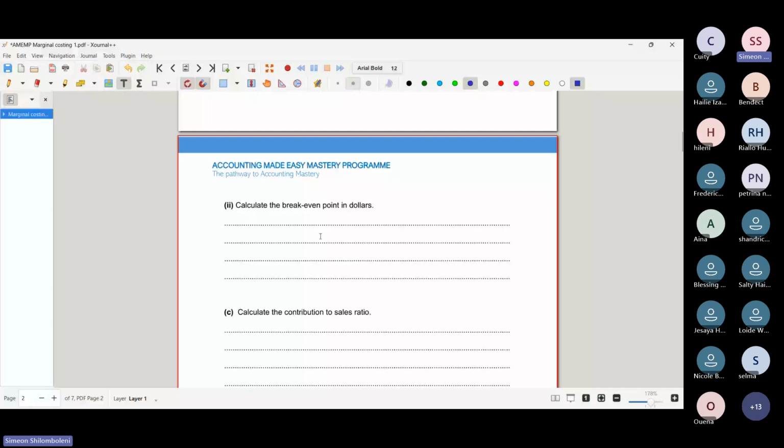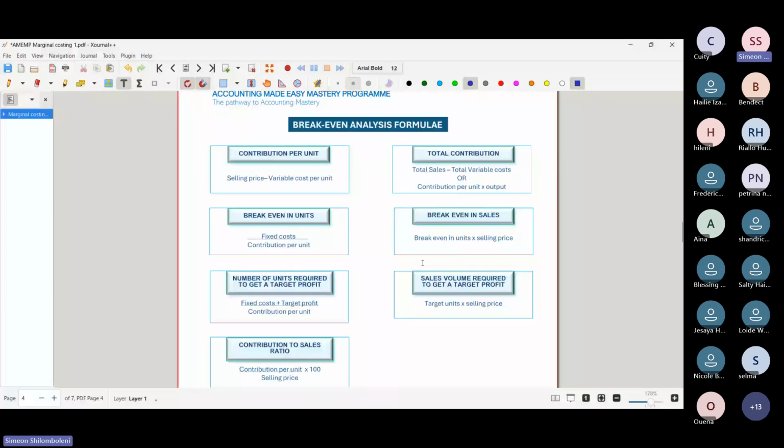I don't know if there are two formulas here because there's another. Okay, there's not two formulas. There's only the simplicity of it: the answer that you got here, you just bring it here, and then you multiply it with the selling price. Then you are going to get the break-even point in sales, which is also called the break-even points in dollars. That's why I put them together.